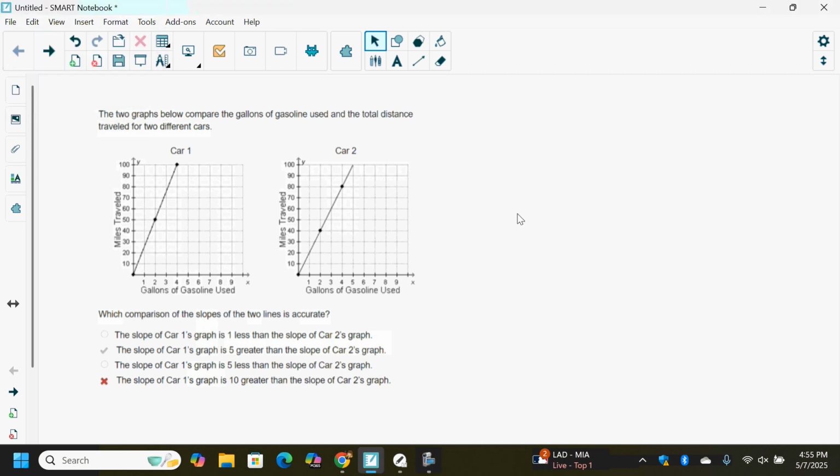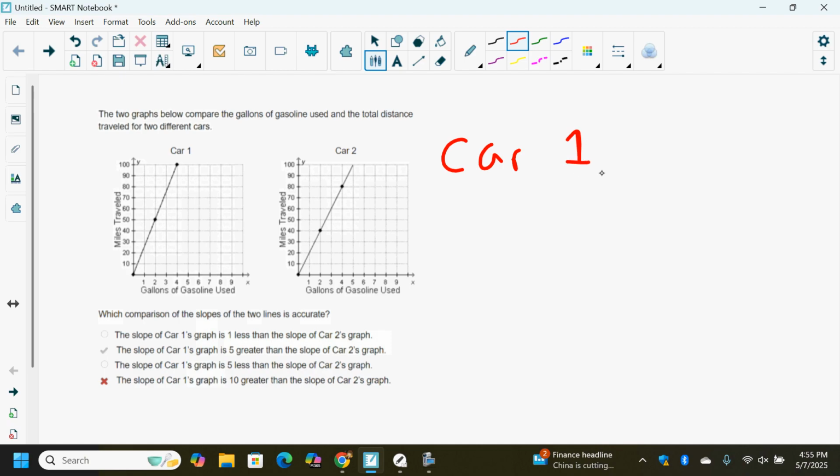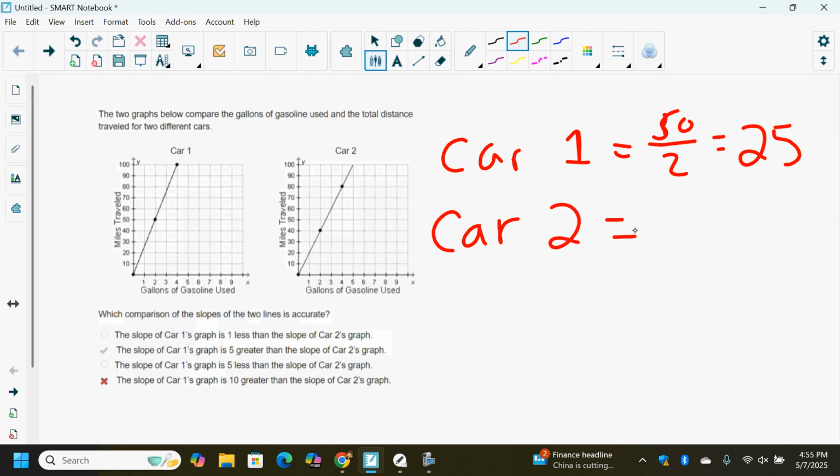This problem says the two graphs below compare the gallons of gasoline used and the total distance traveled for both cars. Which comparison of the slopes of the two lines is accurate? All right, so the slope of this line is we're going up 50 and over 2. So the slope of car 1 is 50 over 2, or 25. Where the slope of car 2 is 40 over 2, which is 20.